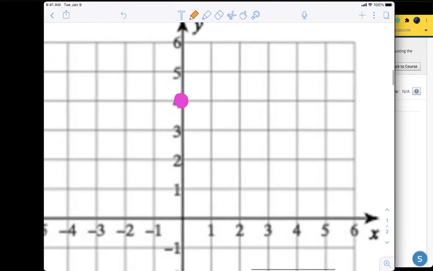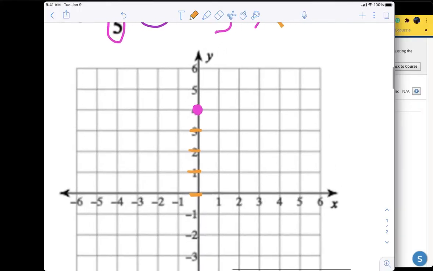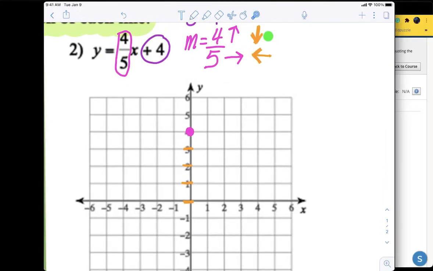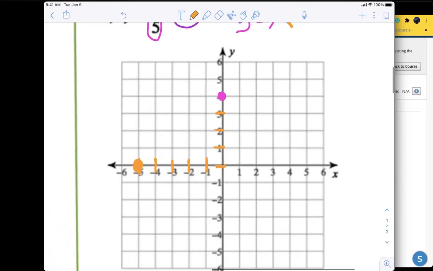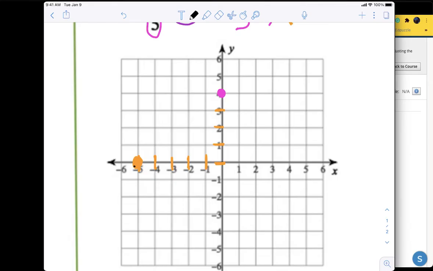So let's do that. From my point here, I'm going to go down 4. 1, 2, 3, 4. Right? So I went down 4 and left 5. So I'm going to go left 5 now. 1, 2, 3, 4, and 5. And that is where my second point goes. Look at that. So now I can make my line that goes through both points.